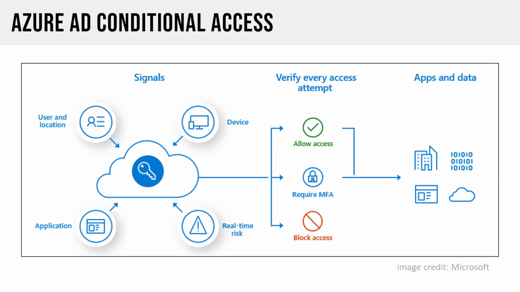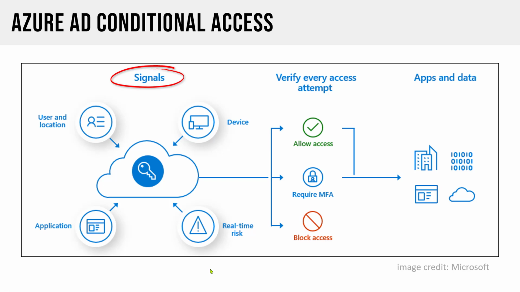So in the Azure AD Conditional Access policy scenario, we can consider all of the conditions around access. The signals being the user, the location, the device they're on. Is it a trusted device? What application are they attempting to access our corporate data with? Is it a trusted application? And real-time risk, assuming we have Azure AD Identity Protection. We'll talk more about this real-time risk element in just a moment.